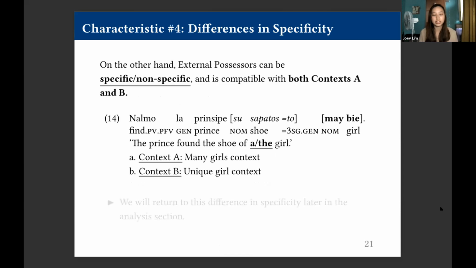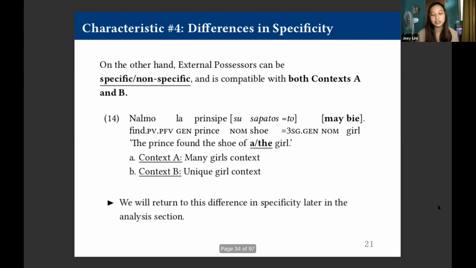On the other hand, when we have external possession, because it can either be specific or non-specific, external possession is compatible with both contexts. So in 14, we have the external possession version of 13. And in this case, it can mean the prince found the shoe of a girl or the girl. So it can be either the specific or non-specific context. I will return to this difference in specificity later in the analysis section.